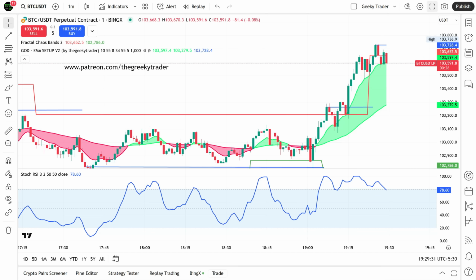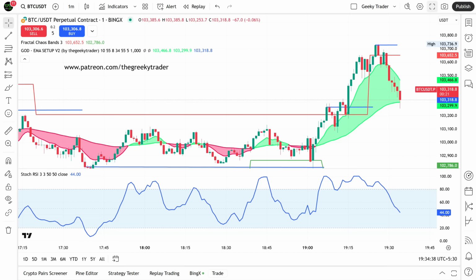If you look closely, you'll notice the stochastic RSI is starting to reverse, giving us a nice early sign that the momentum is shifting. Based on this, it would have been a good opportunity to take a sell trade right here, near the blue line, just like we always do. And then, of course, you would exit the trade when the next blue line appears. Simple and stress-free. Using this approach, you could have easily captured somewhere around 400 to 1,000 points, depending on how the market moves. It's that straightforward when you follow the signals with patience and discipline.